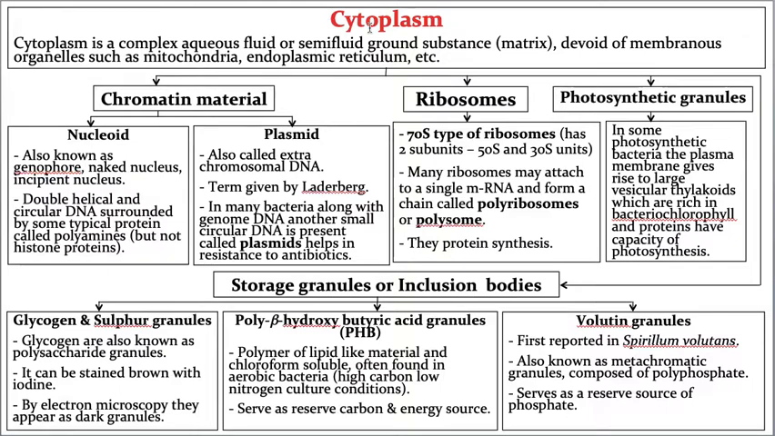Such cytoplasm consists of what all substances? Let us see. The first part is chromatin material. Of course you can call it genetic material. Chromatin material, genetic material, the meaning is the same, so you can call it anything, no problem. The second part is the ribosomes, and the third part is photosynthetic granules, only present in the photosynthetic bacteria.